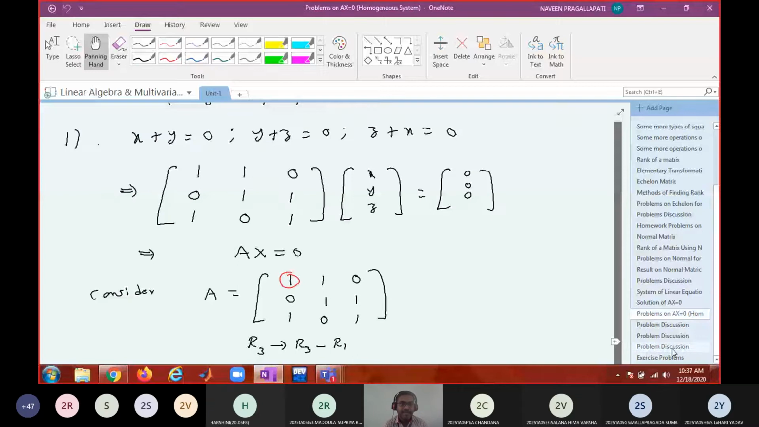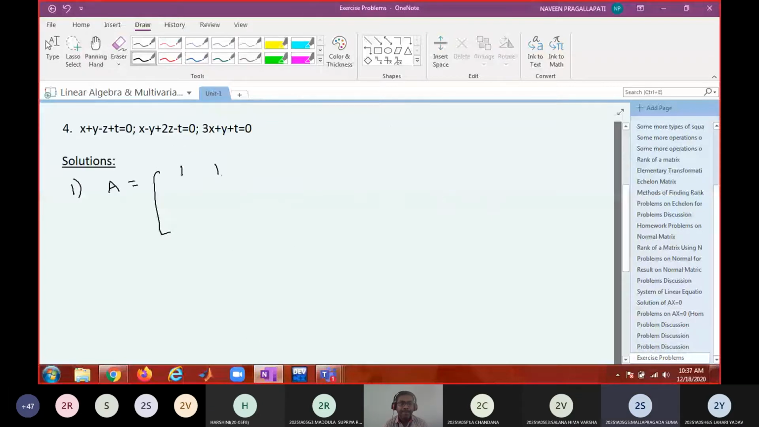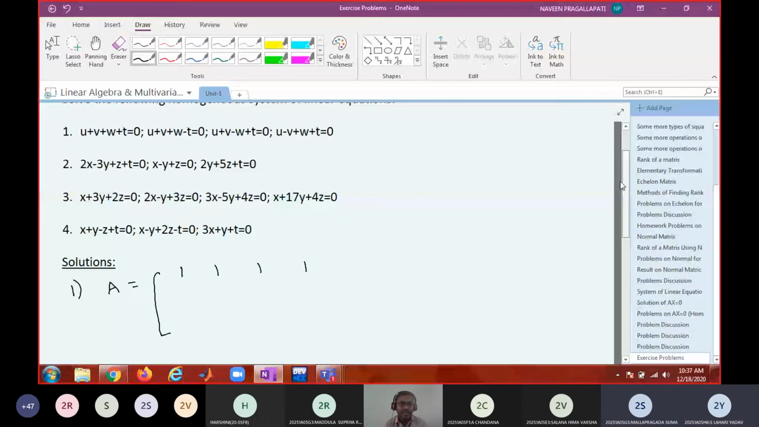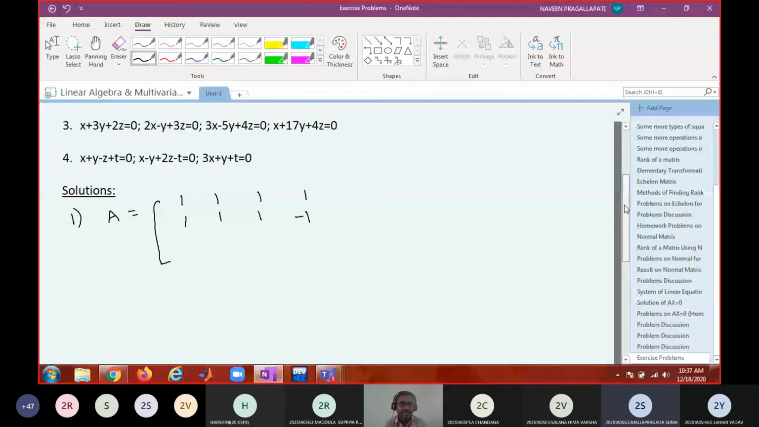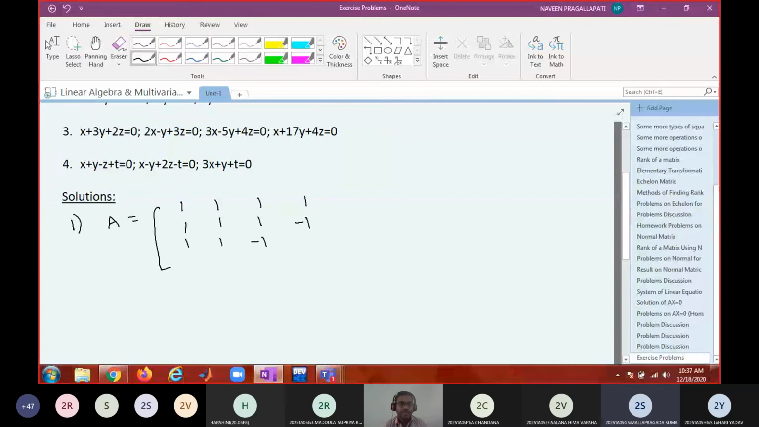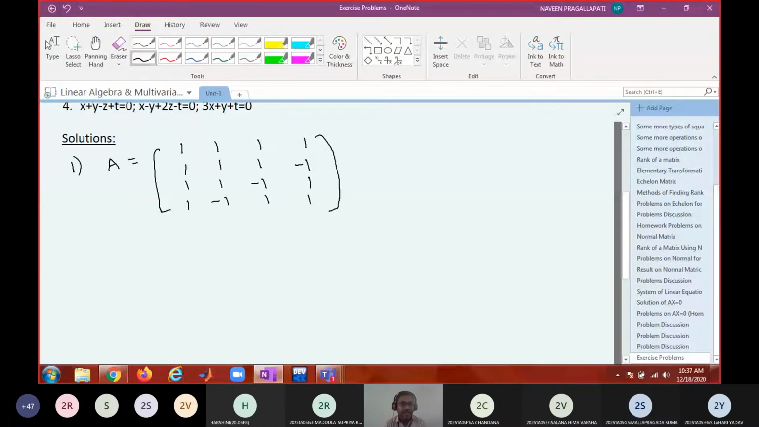Tell me that matrix: 1 1 1, 1 1 minus 1, 1 1 minus 1 1 1, minus 1 1 1. So this is the coefficient matrix, and you know the procedure of converting this matrix into echelon form. After converting into echelon form, can you tell me the transformed matrix in echelon form?